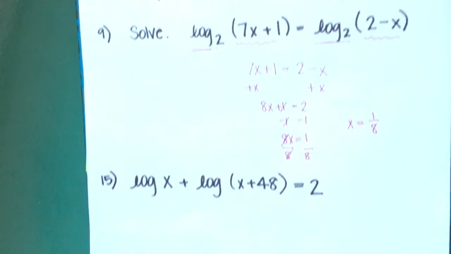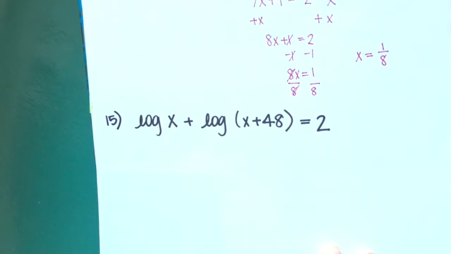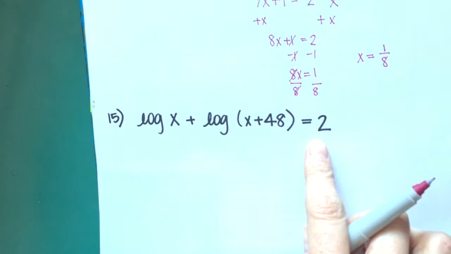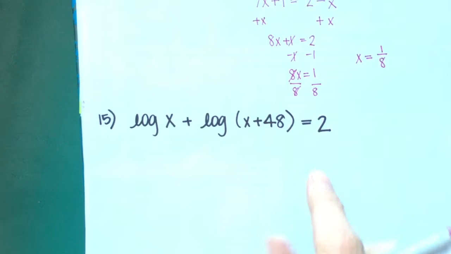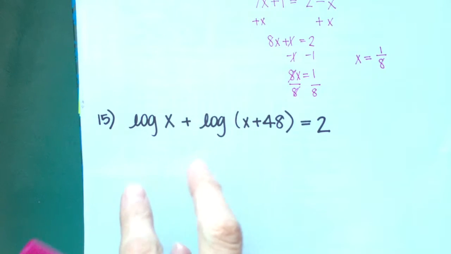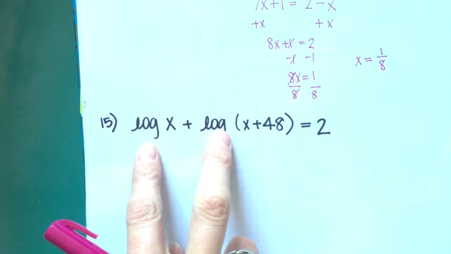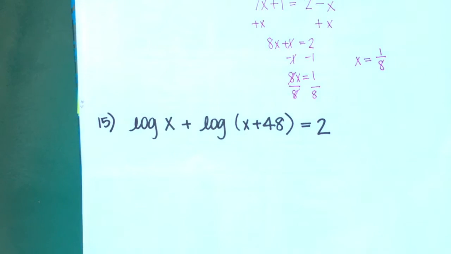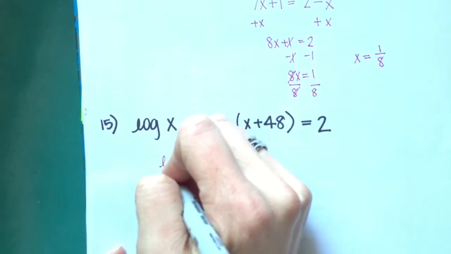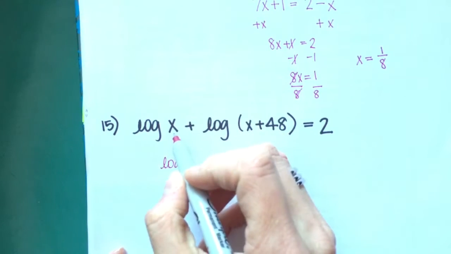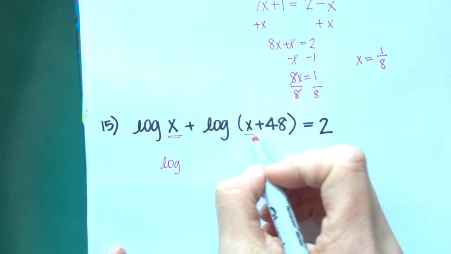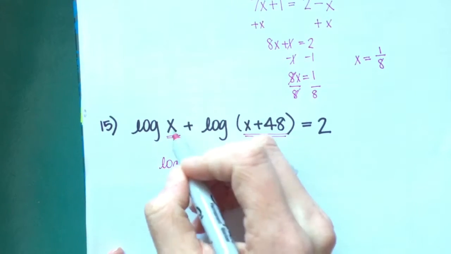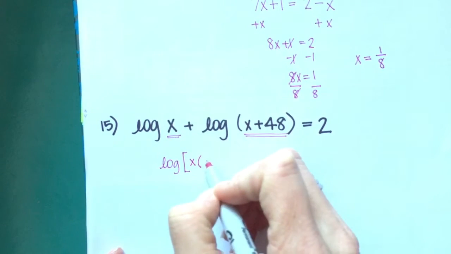The second type that I looked up had more than one log on the same side, and then it's equal to a number over here. So typically, when you have multiple logarithms, the first thing you want to do is combine them into a single log. These are from 7.4. You have 2 logs. They're both base 10, and they're added together. So I can combine them into a single log base 10, and when you combine addition, you multiply. That's the product property. So I'm going to multiply x by x plus 48.